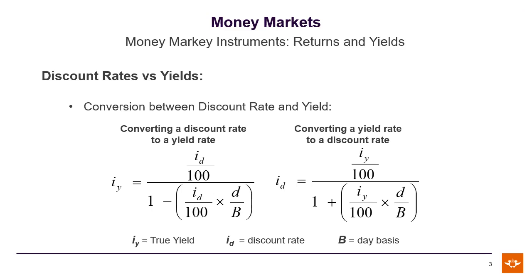We're going to start by looking at discount rates versus yields, and we're going to be focusing on how we convert between the two. The reason for this is if you have a discount instrument and a yield instrument and you need to decide between them in terms of which is the better investment, then you can either convert the discount instrument to a yield instrument or vice versa.